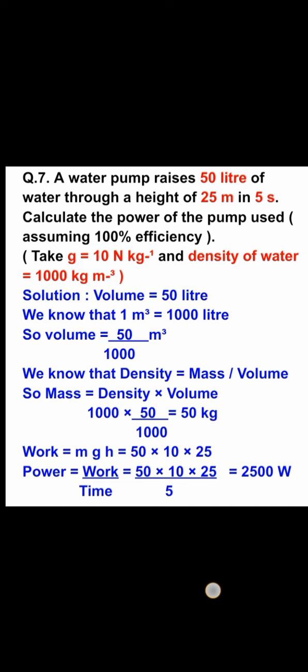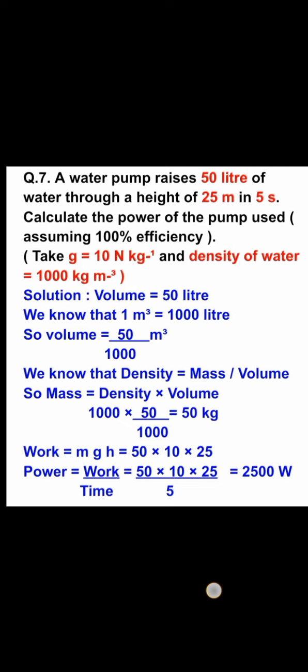But we have to find out the power, so we will not multiply 50 into 10 into 25 yet. Power, we know, is work by time. So 50 into 10 into 25 divided by time, which is given 5 seconds. If we cancel, 5 tens are 50. So 10 into 10 into 25 is equal to 2500 watt.